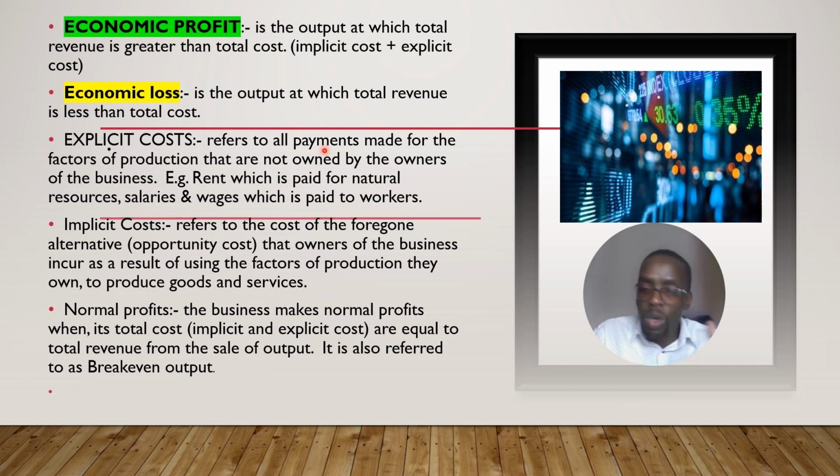Okay, so our economic profit is a result of total revenue being greater than total cost, and the total cost is implicit and explicit. Economic loss is a result of total revenue being less than the total cost, and our total cost is implicit and explicit. Okay, right. And then we also have the other one, which is normal profits.